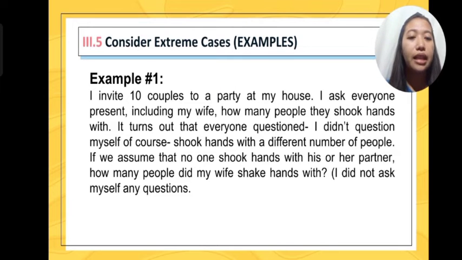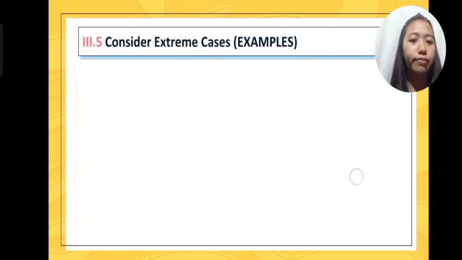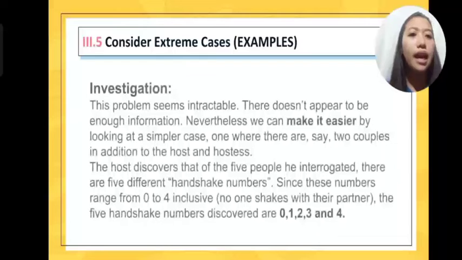Okay, I invite 10 couples to a party at my house. I ask everyone present, including my wife, how many people they shook hands with. It turns out that everyone questioned, I didn't question myself, of course, shook hands with a different number of people. If we assume that no one shook hands with his or her partner, how many people did my wife shake hands with? I did not ask myself any question. So let's have an investigation.